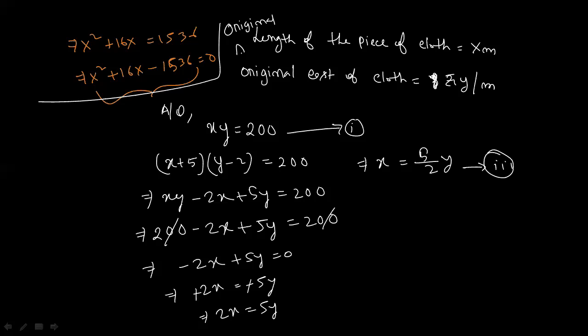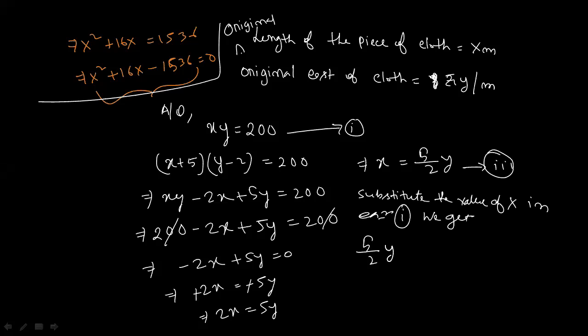Now use the substitute method. Put the value of x in equation number 1. Let me write down, substitute the value of x in equation number 1. We get, put the value 5 by 2 y into y equal to 200. So 5y square equal to 400. So y square will be 400 by 5.